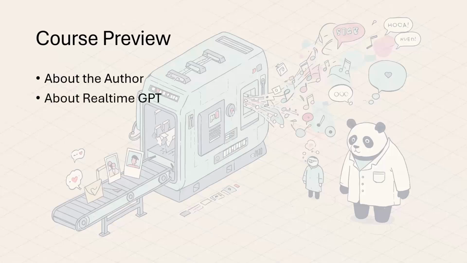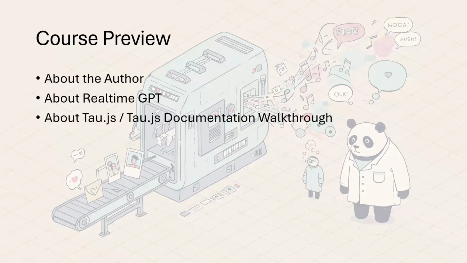In the coming clip, we'll learn about real-time GPT and what exactly that means. If you already know what it means, then it'll be a little bit of a review for you. Then we'll learn about Tau.js and do a walkthrough of the Tau.js documentation. You'll probably be less familiar with this because this is a library I invented just a couple of weeks ago, and the purpose is to take the huge amount of code you would need to write to get real-time GPT working and be able to do it in just a couple of lines of code.